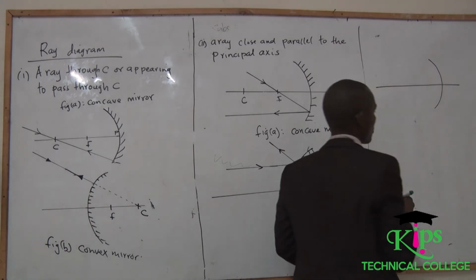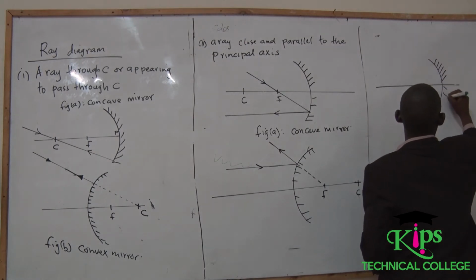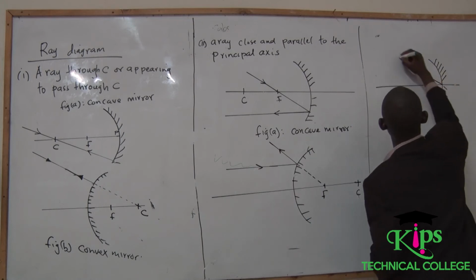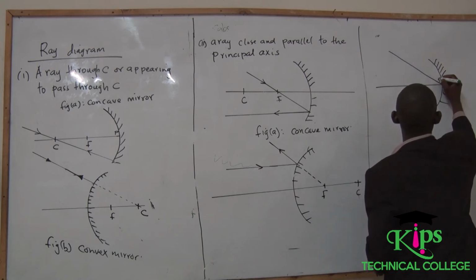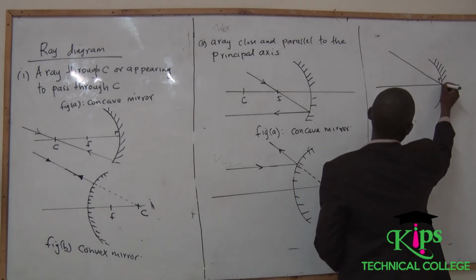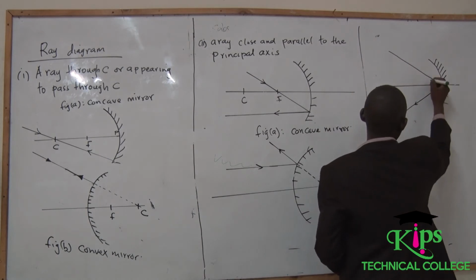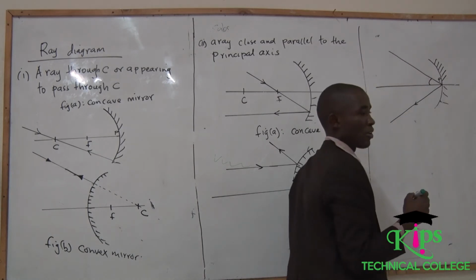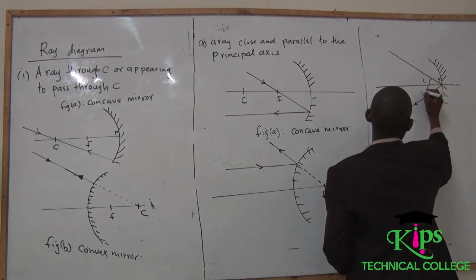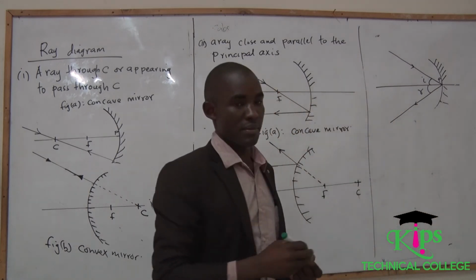We now want to look at another example whereby you may have a situation of that kind, whereby now the ray is directly hitting the pole. This is P of the mirror. This one will be reflected backwards in this direction. Remember, we have said before, for reflection, the angle of incidence is equal to the angle of reflection. So those angles must be the same.